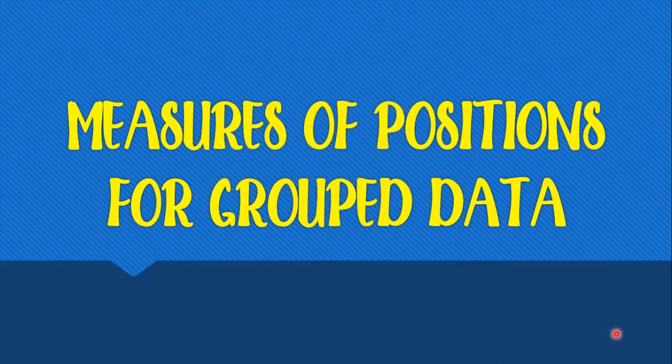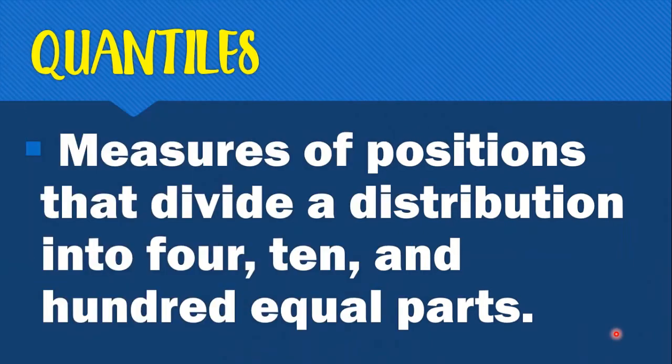Measures of positions for group data. Measures of positions that divide a distribution into 4, 10, and 100 equal parts are called quantiles or fractiles.